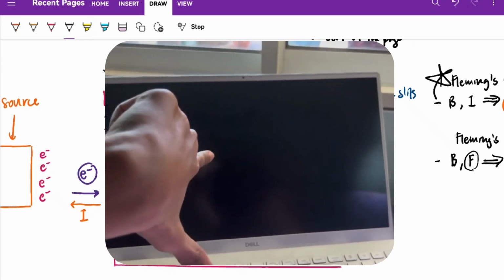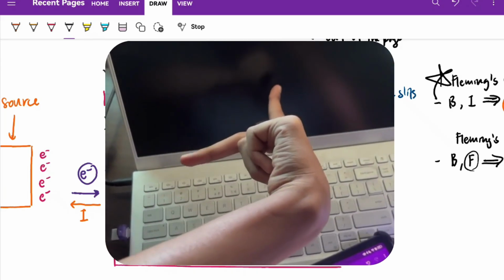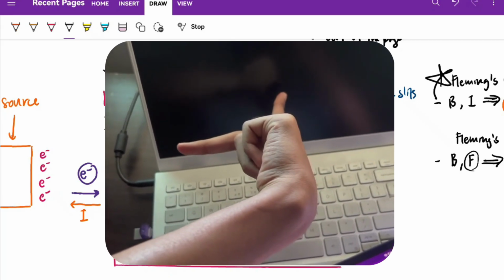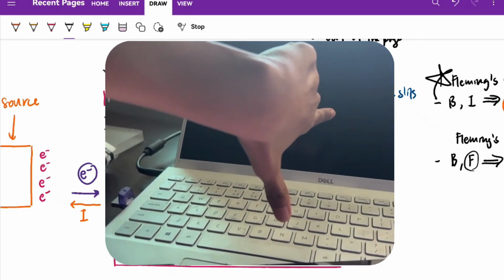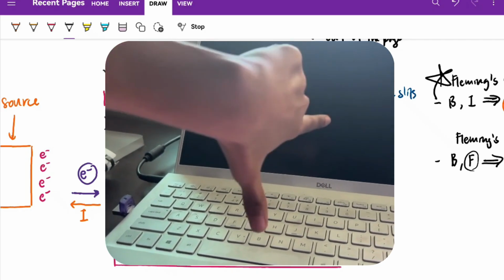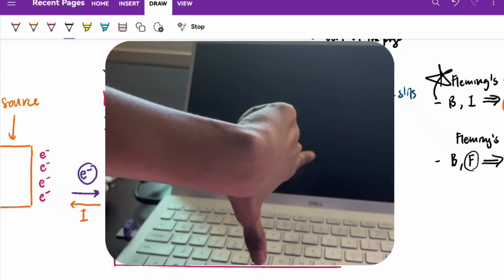Your magnetic field is still into the page. Your current is now this way. Now where is your force? Your force is downwards. So that means your magnetic force is downwards.